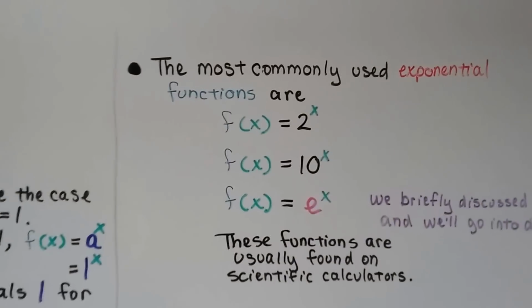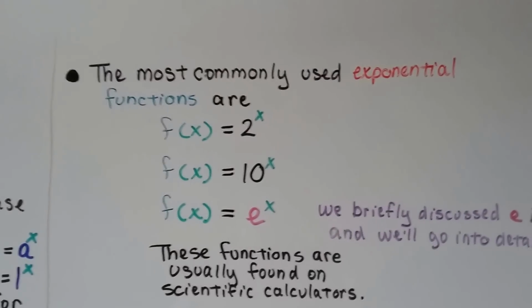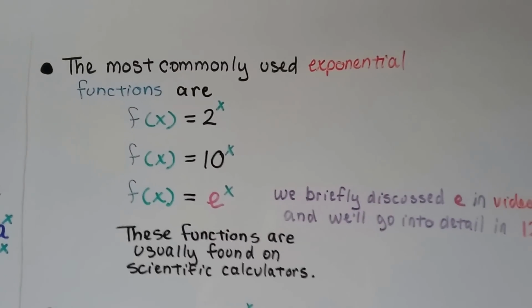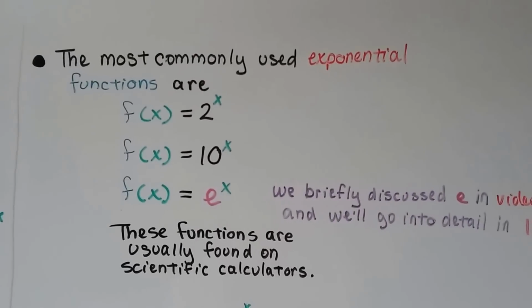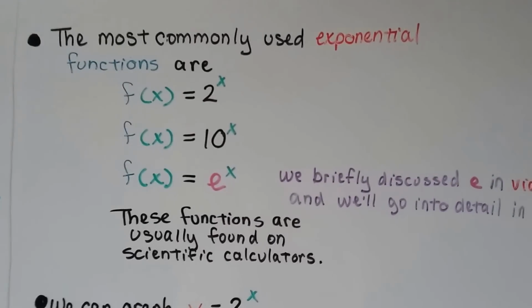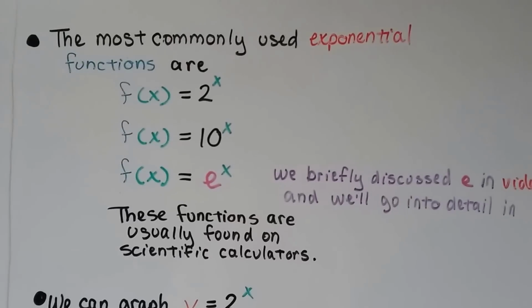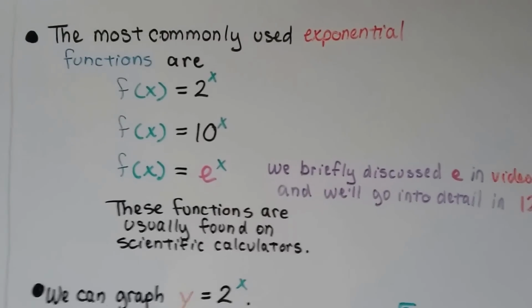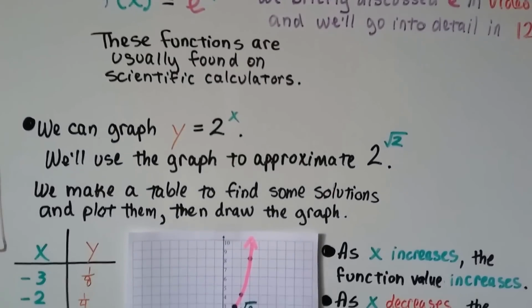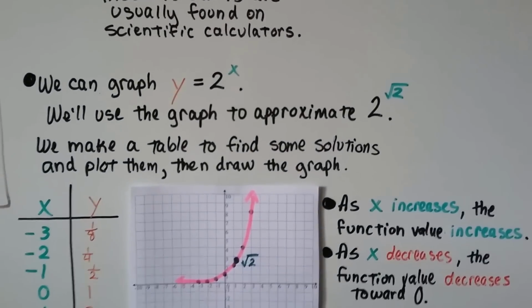The most commonly used exponential functions are f of x equals 2 to the x, 10 to the x, e to the x. And these functions are usually found on scientific calculators. Now, we briefly discussed e in a previous video, and we're going to go into more detail in 12.8. All right? We can graph y equals 2 to the x.